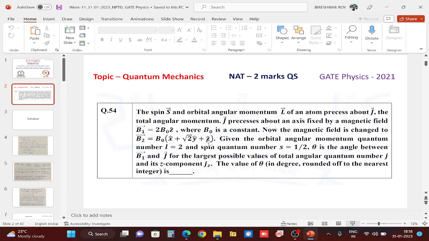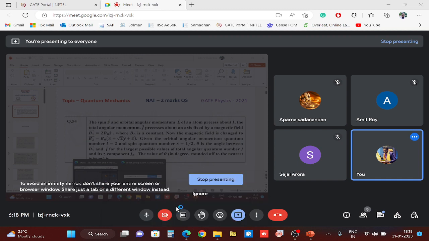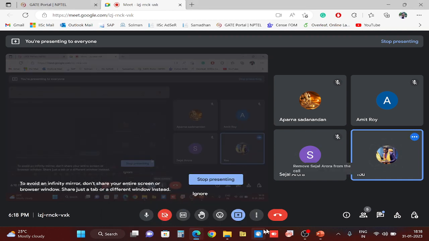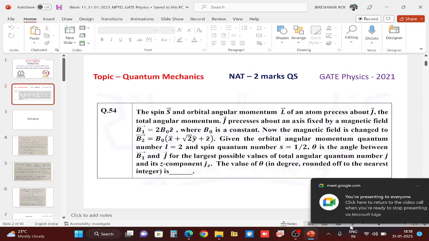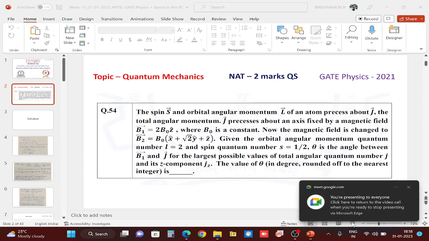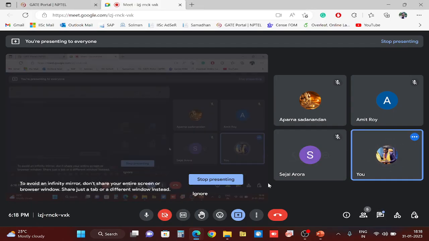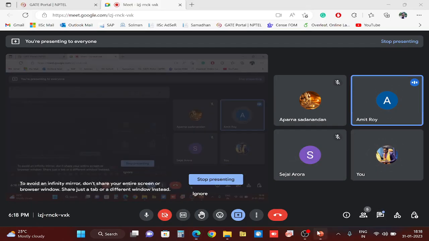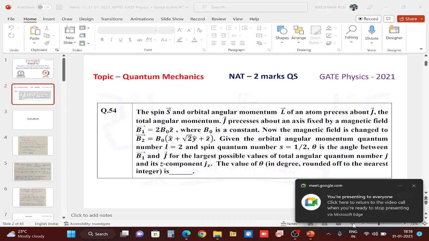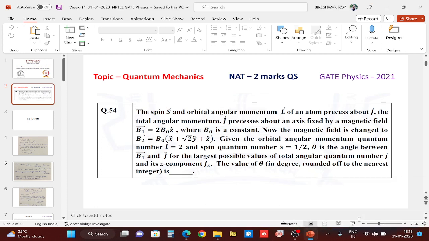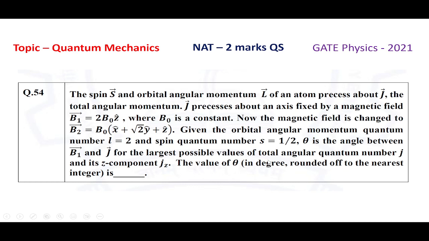So who are the participants today? Let me check. Today only 3 people are there. Okay, no problem. Is the question understandable to everyone? I don't know, reading it, sir. Just 1 minute. Is it visible, right? Yes, sir. Okay, so everyone read the question carefully first. Let me know if there is any doubt.